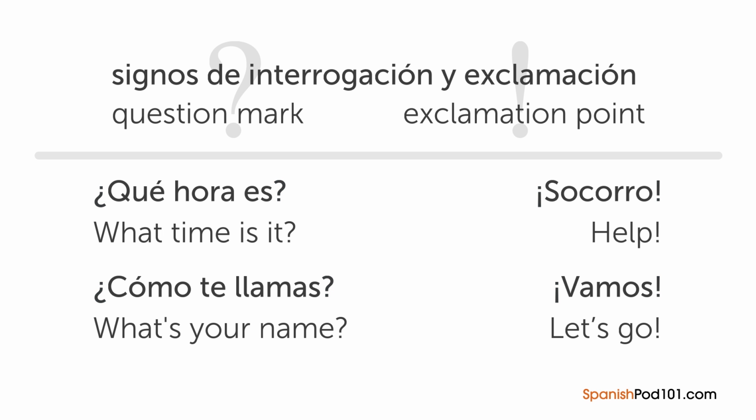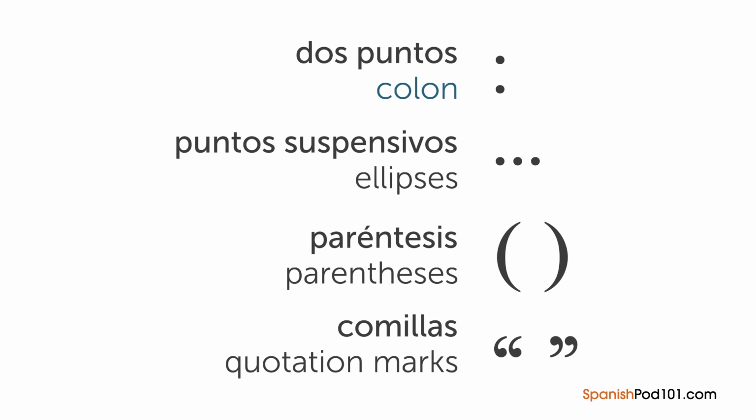Some examples are: ¿Qué hora es? What time is it? ¿Cómo te llamas? What's your name? ¡Socorro! Help! And ¡vamos! Let's go! Finally, the colon, which is dos puntos, ellipsis, which is puntos suspensivos, parenthesis, which is paréntesis, and comillas, which is quotation marks, are used the same way in English as in Spanish.